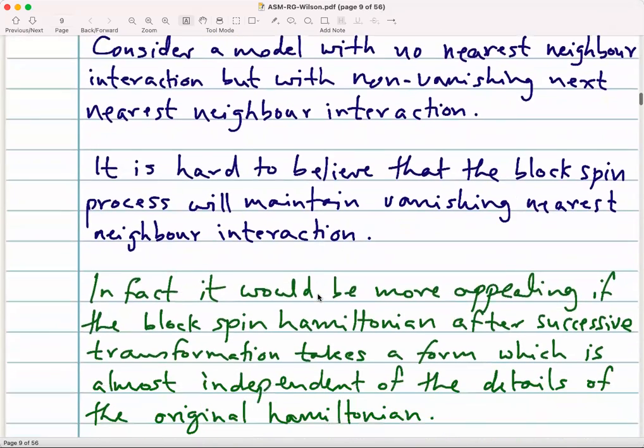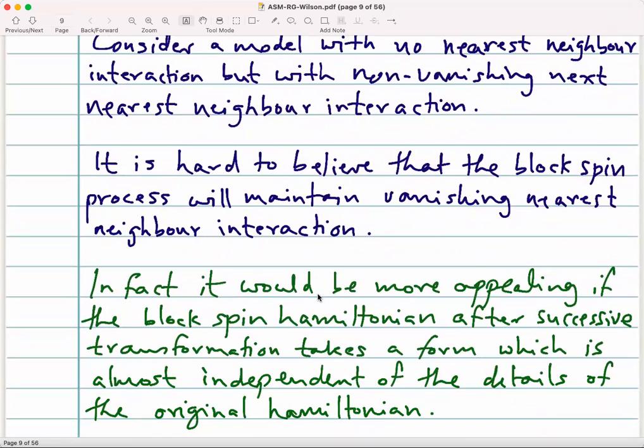In fact, what Wilson suggested was that after doing successive block spin transformations, the new Hamiltonian that you would write down for the block spin should be almost independent of the structure of the original Hamiltonian. So it doesn't matter what your original Hamiltonian was, the final Hamiltonian would take a form after successive block spin transformations which would be essentially independent of how you define the original one.